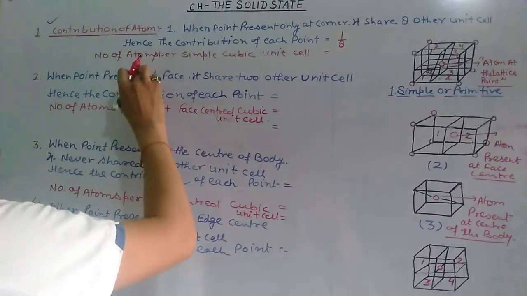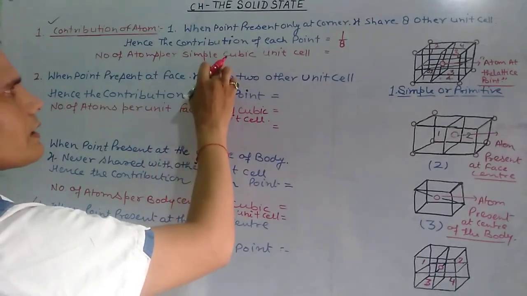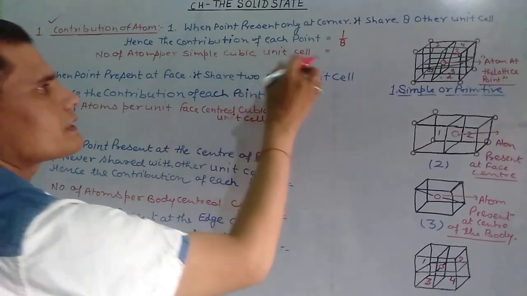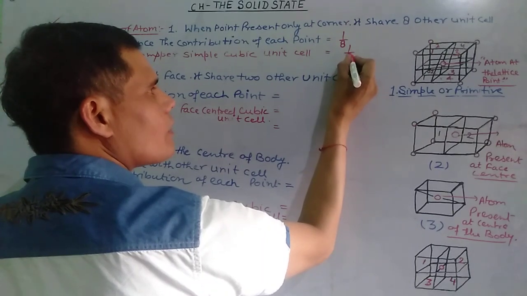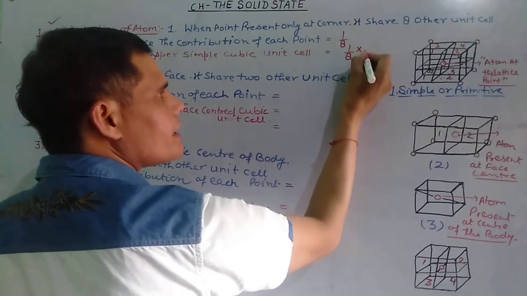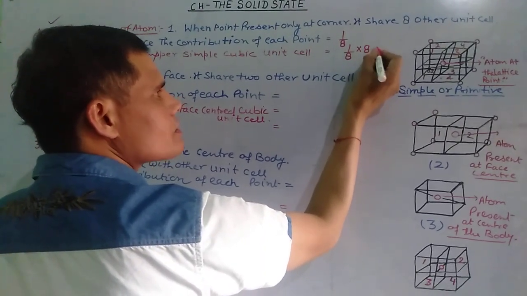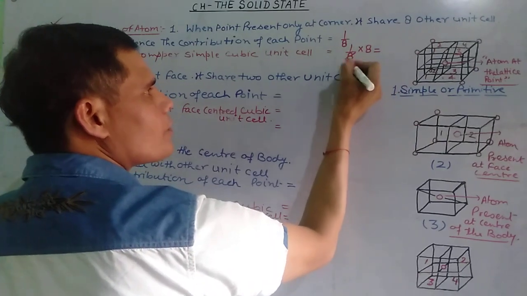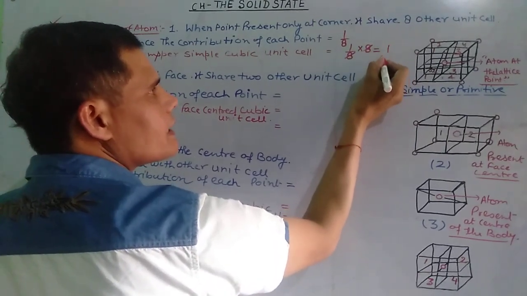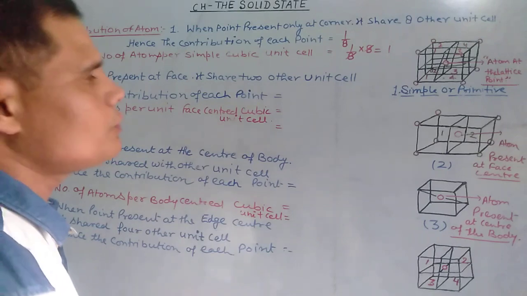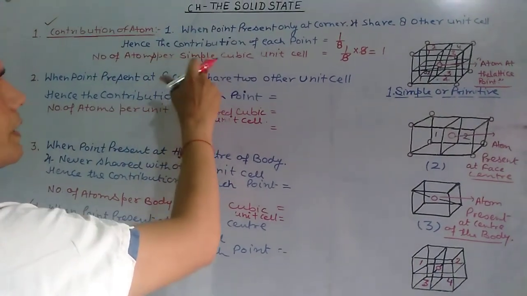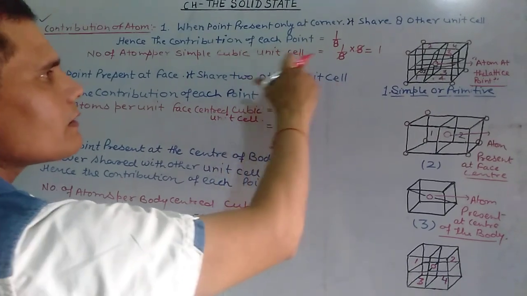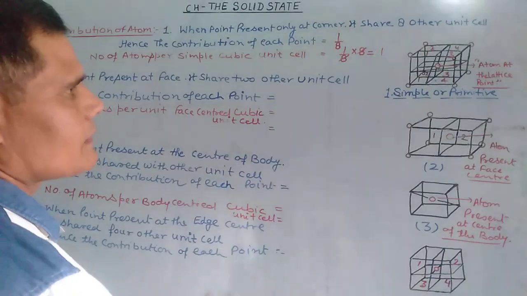Hence the number of atoms per simple cubic unit cell will be calculated as 1 upon 8 into 8, because each point is shared with 8 other unit cells. Hence the number of atoms per simple cubic unit cell will be 1.